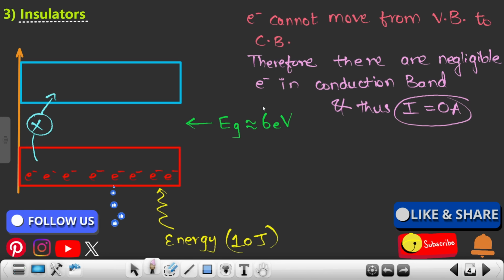And why exactly can't it move? Because of this particular forbidden energy gap, which is quite high as compared to semiconductors and conductors. Okay, so let me just give you one more example.